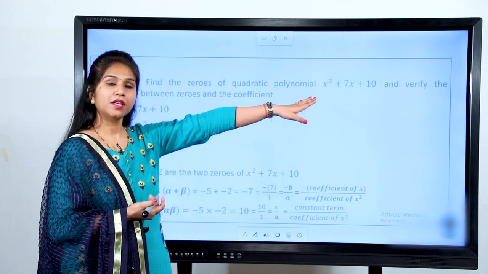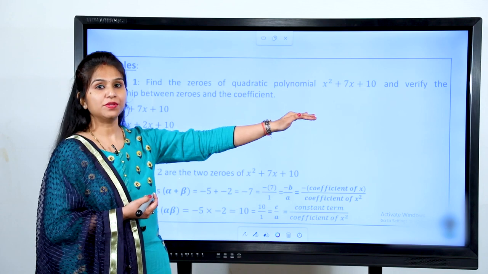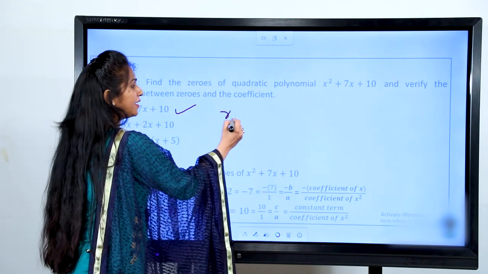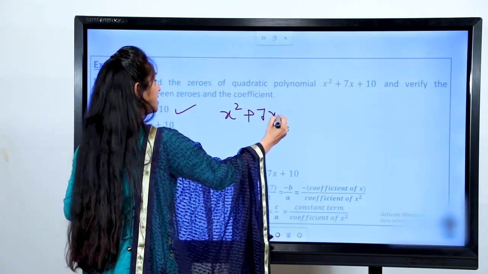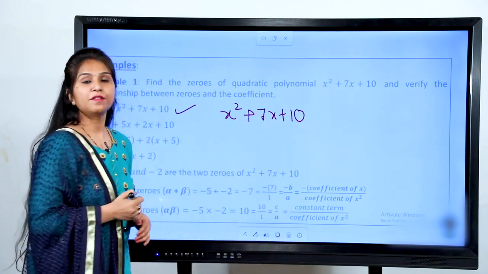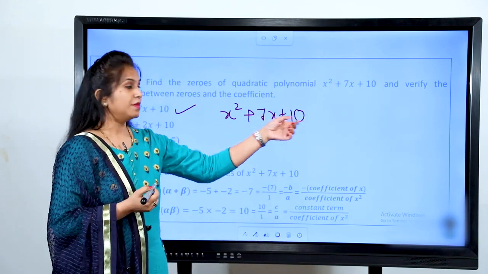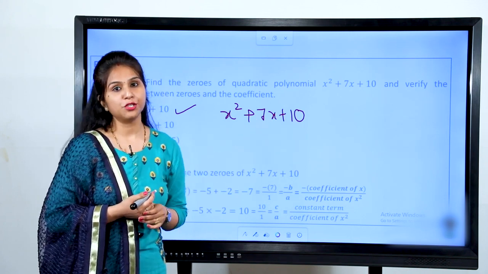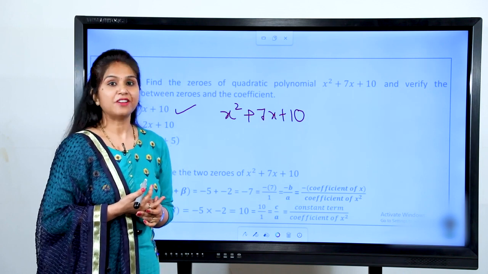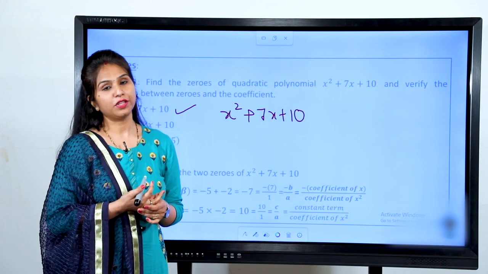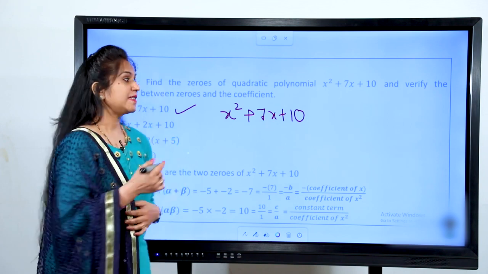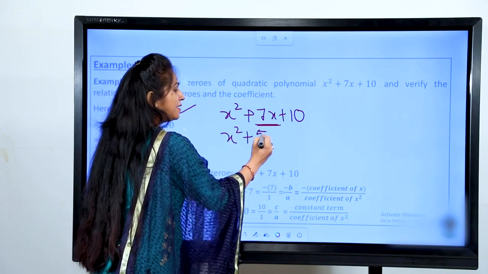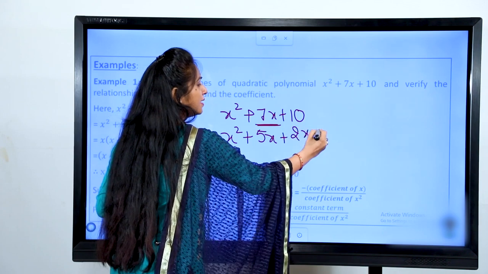So children, this is a quadratic equation. We will find the zeros by using the factorization method. On factorizing, we have x square plus 7x plus 10. Again we are using the method of splitting the middle term. We want two numbers whose product is 10 and whose sum is 7. My numbers are 5 and 2, because 5 into 2 gives you 10 and 5 plus 2 gives you 7. So we split the middle term as x square plus 5x plus 2x plus 10.